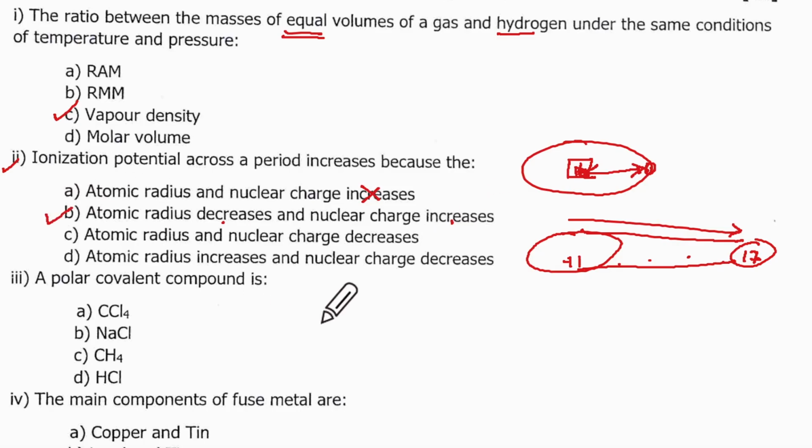Which one? B. Both of them do not decrease, and atomic radius this way is not increasing, it's decreasing. So the correct option is here.